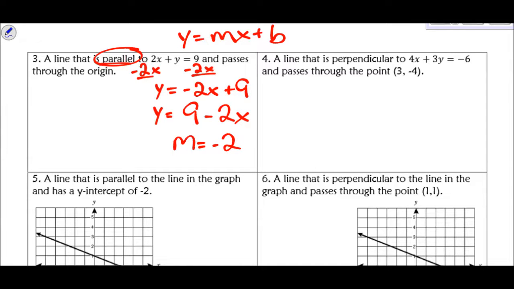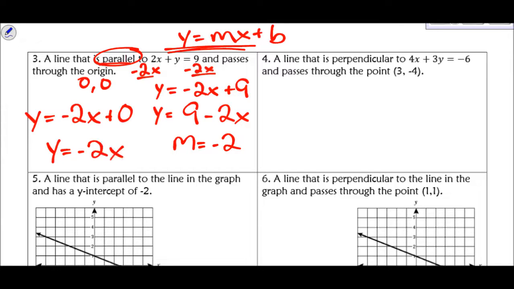And it passes through the origin. That's telling you the y-intercept. You could plug it back into this equation if you really want to. You can plug it into that equation with 0 and 0 in for x and for y, but we really don't need to. The origin is the y-intercept, so I can just write this out as y equals negative 2x plus 0, or even simpler, y equals negative 2x.